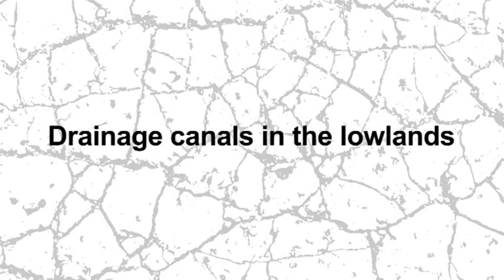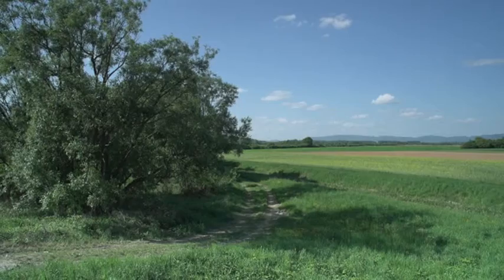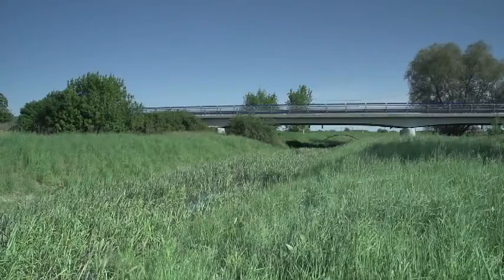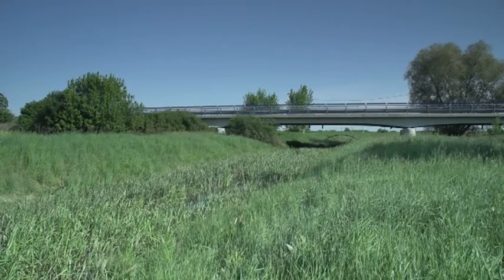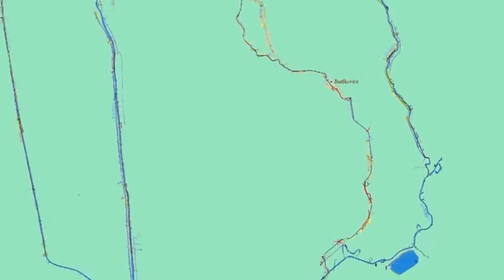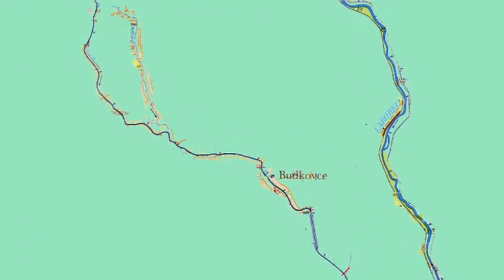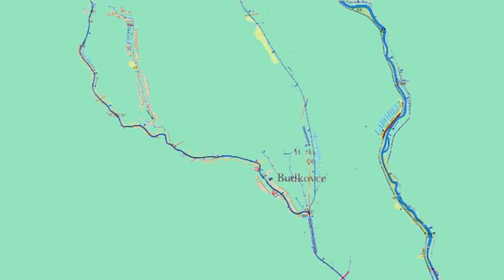Drainage canals in the lowlands. I was born in the lowlands between 2 rivers, Ondava and Laborec. There were no drainage canals around them. In the late 1960s, a 4-meter deep canal at Sliepkovce was dug out among the first ones in eastern Slovakia.